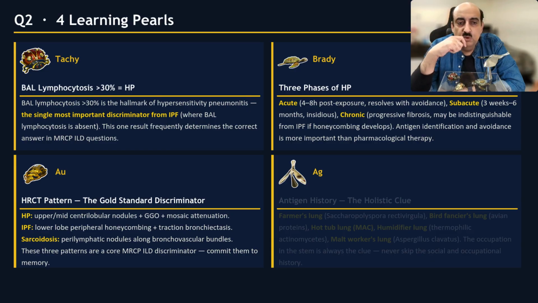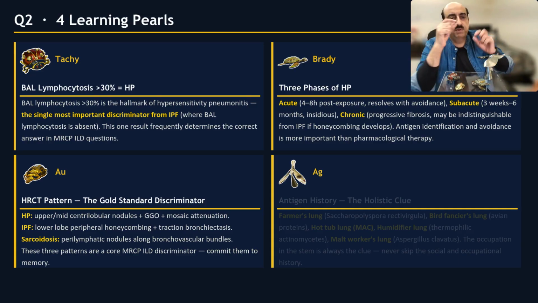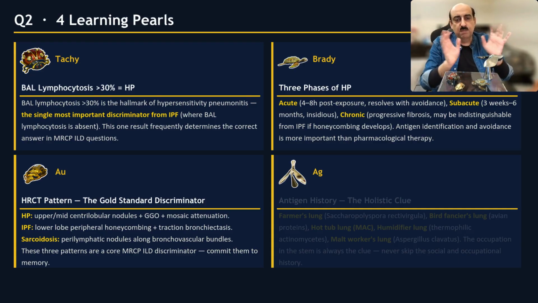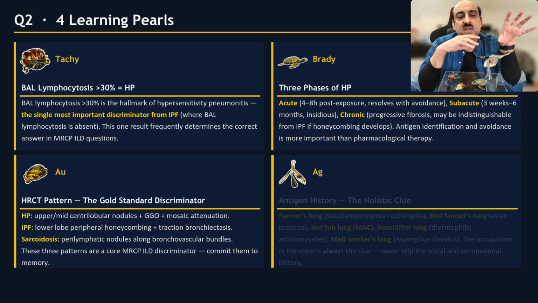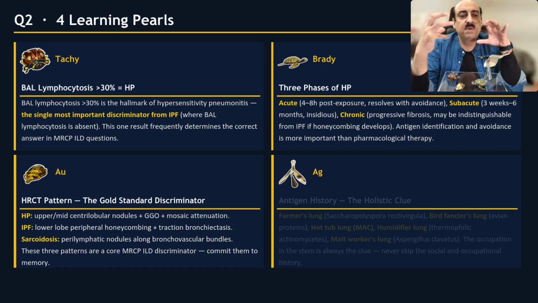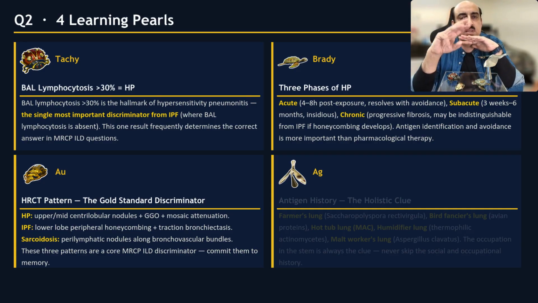So this is the gold standard. That's why HRCT is one of the best investigations in interstitial lung disease and all these patterns. Hypersensitivity pneumonitis: upper and middle zone centrilobular nodules, ground glass opacities and mosaic attenuation. IPF, as we previously mentioned, lower lobe peripheral honeycombing and traction bronchiectasis. Sarcoidosis, more central, perilymphatic nodular involvement along the bronchovascular bundles. And these are the 3 most important ILD discriminators in MRCP and USMLE exams, so please remember them.